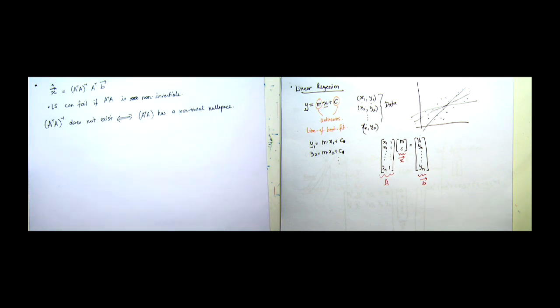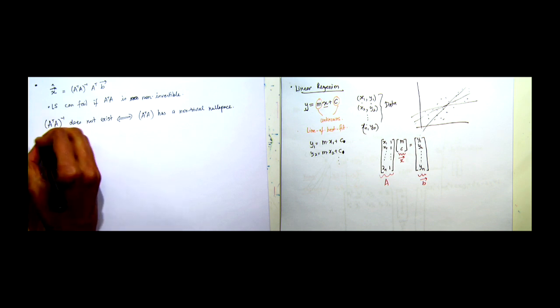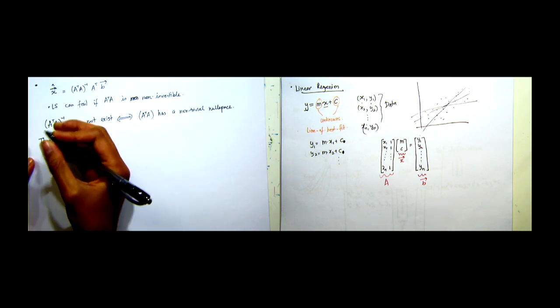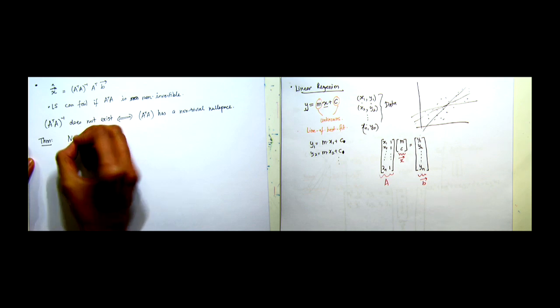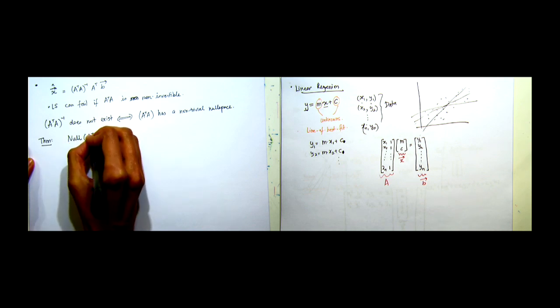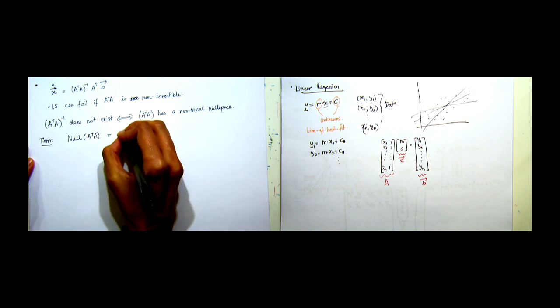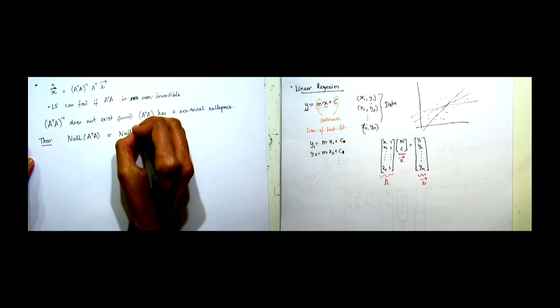And now what we're going to see is basically the following theorem: the null space of A transpose A is equal to the null space of the matrix A itself. And so just by looking at the matrix A, we can actually tell whether or not our least squares algorithm is going to work. We don't have to compute A transpose A to know whether or not our least squares algorithm is going to work. Our measurement matrix A has all the information.